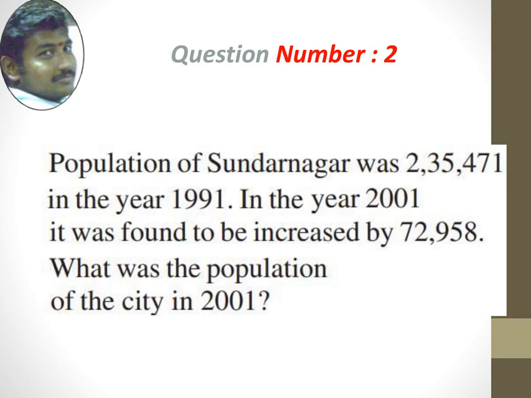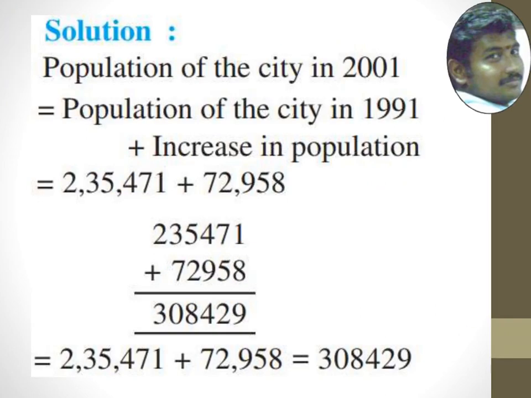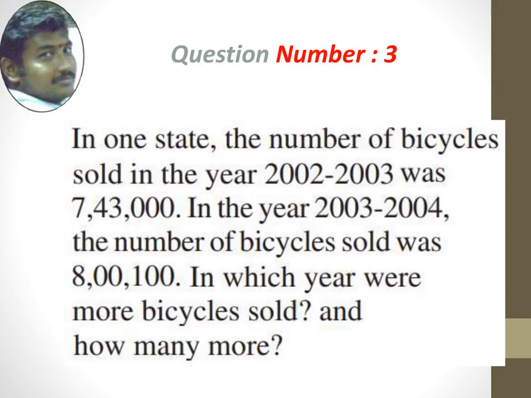See the next one. Population of Sundarnagar was 2,35,471 in year 1991. In year 2001, it increased by 72,958. What was the population of the city in 2001? So here we need to add the population in 1991 plus the increase in population. When you add, we get the population in 2001. That is 3 lakh 8,429.